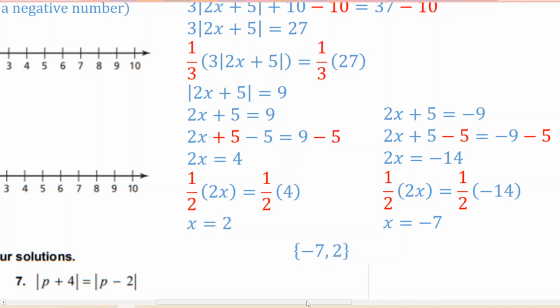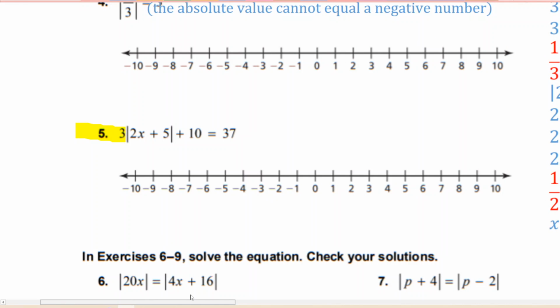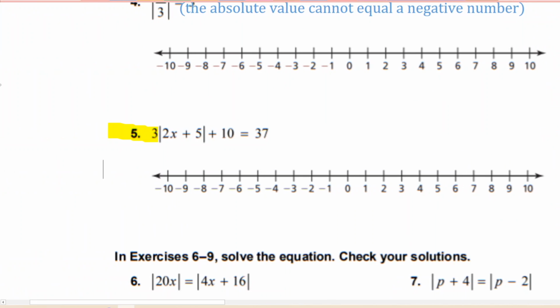Okay, that takes care of our number 5. What were those? Negative 7 and 2. Let's go ahead and put our dots there, negative 7 and 2.